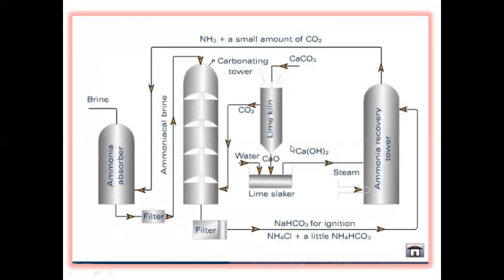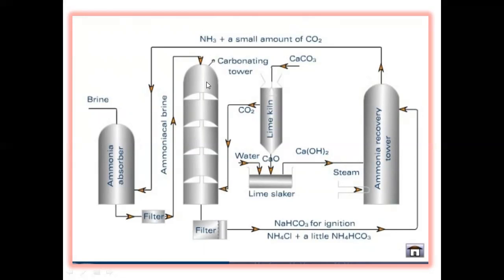This is a Solvay process plant. You can see brine is added to the ammonia gas, in the ammonia absorber. Then the brine and ammonia will react together. After reaction and filtration, they pass through the carbonating tower. In the carbonating tower, you can see carbon dioxide gas is passed through. In this carbonating tower, carbon dioxide reacts with this ammonia and brine solution and will form this ammoniacal brine.